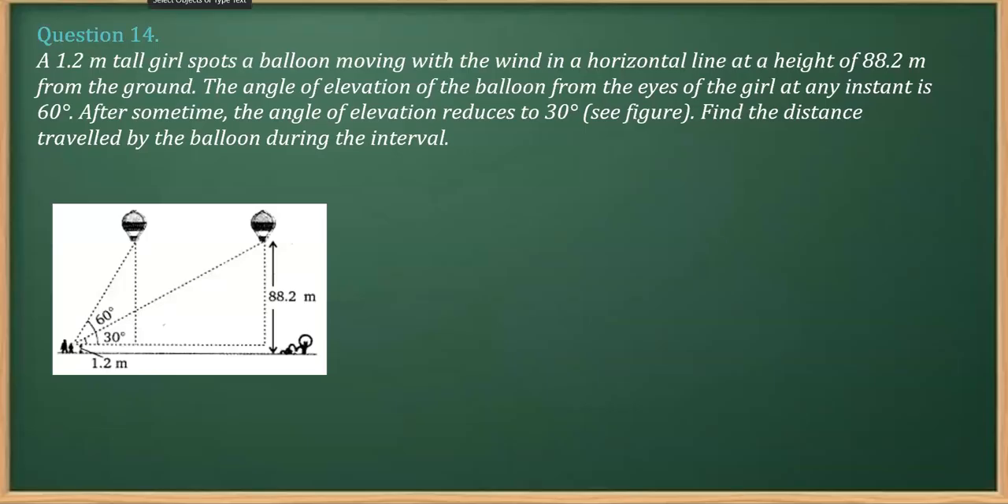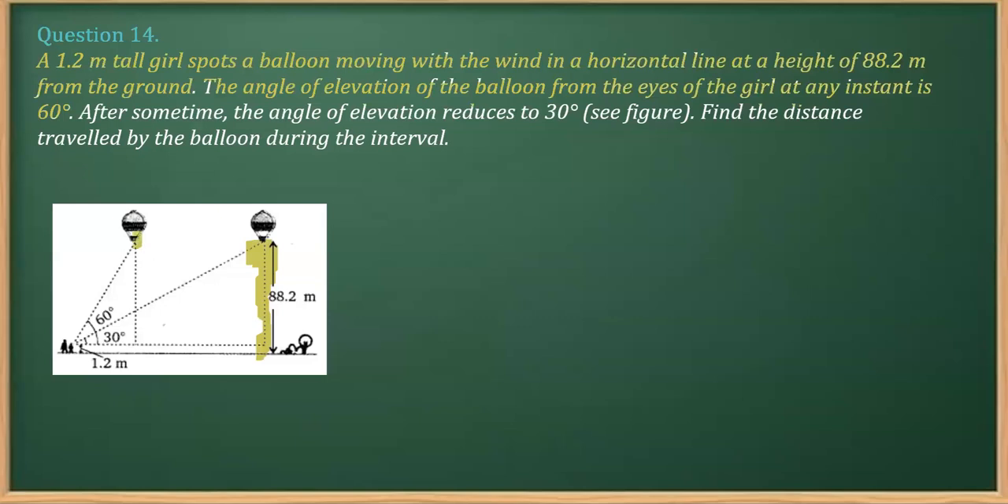This is question number 14 from the textbook. The question says that a girl, who is 1.5 meters, spots a balloon moving horizontally in the wind, in a horizontal line. The height of the balloon is mentioned as 88.2 meters from the ground. And the angle of elevation of the balloon from the eyes of the girl at an instant is 60 degrees.